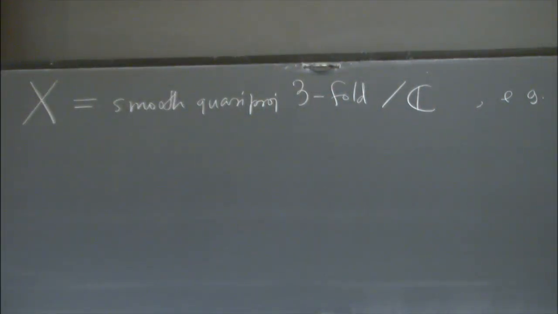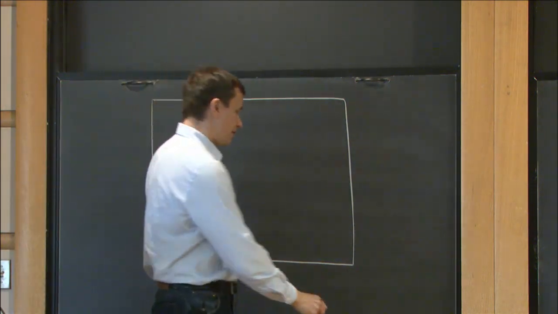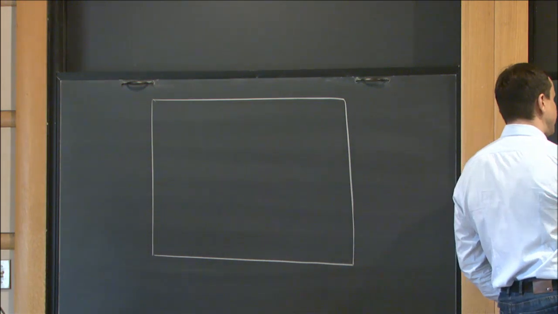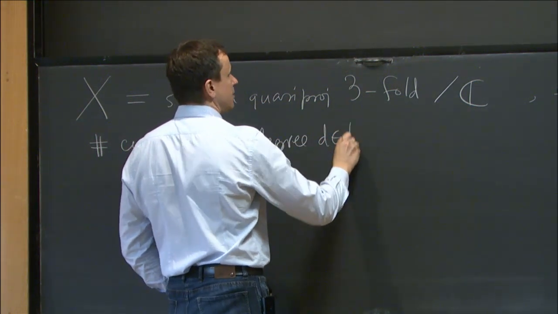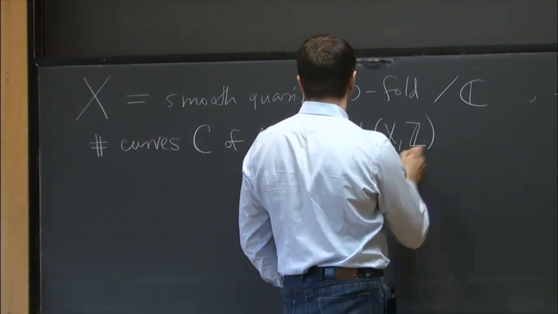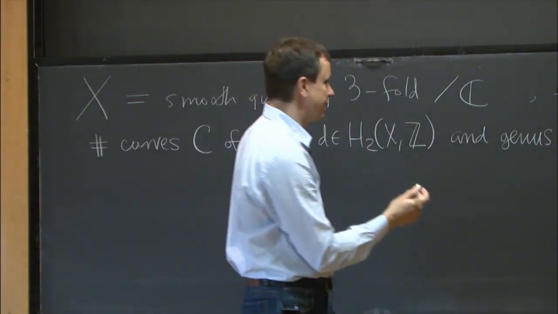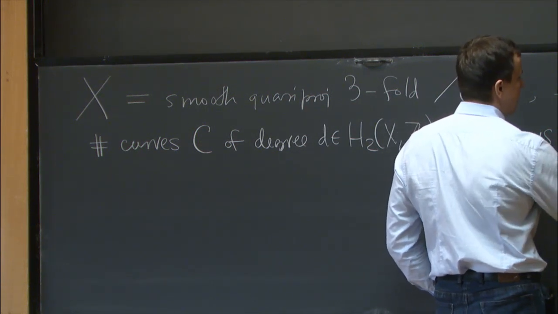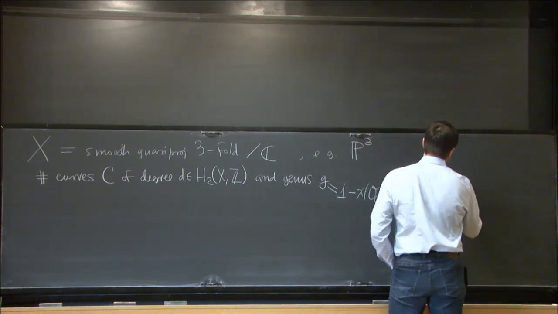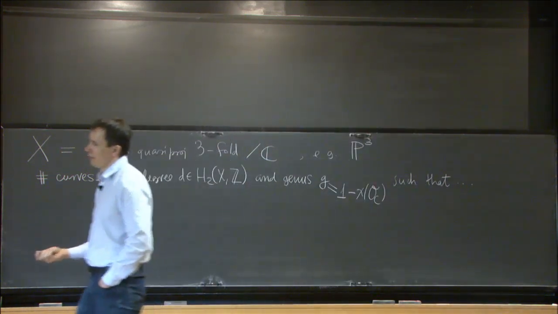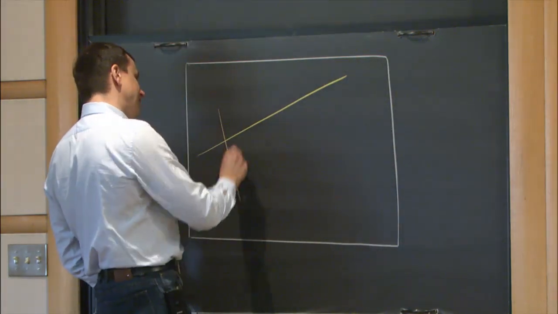And the kind of question, so this is my picture of X, and the kind of question we'll be asking is how many curves, so the question is, let's compute the number of curves C of some degree D, D an element in H_2(X, Z), and genus G, where by genus we mean arithmetic genus, that is to say 1 minus the Euler characteristic of O_C, such that, and traditionally you put some incidence conditions, like for example, very classically, you may be interested in the number of lines in P3 that meet four given lines.